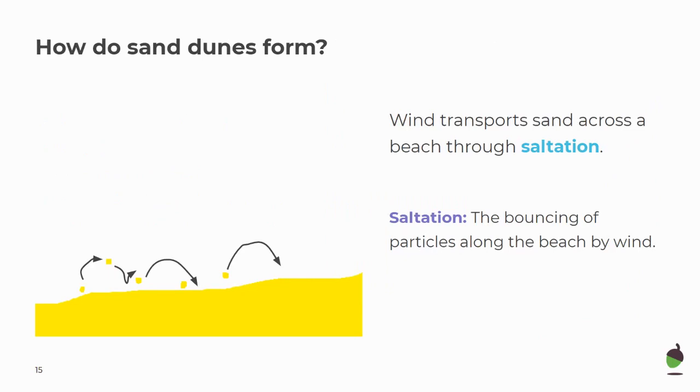How do sand dunes form? Wind transports sand along the beach through saltation. Saltation, and jot this down for me, is the bouncing of particles along the beach by the wind.